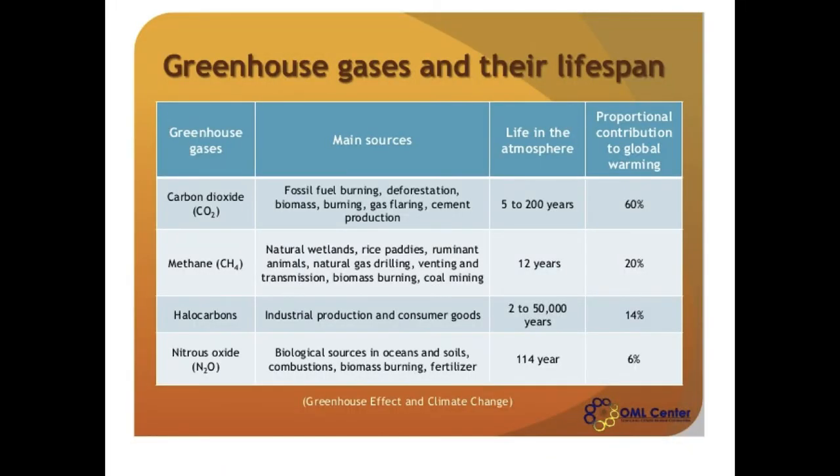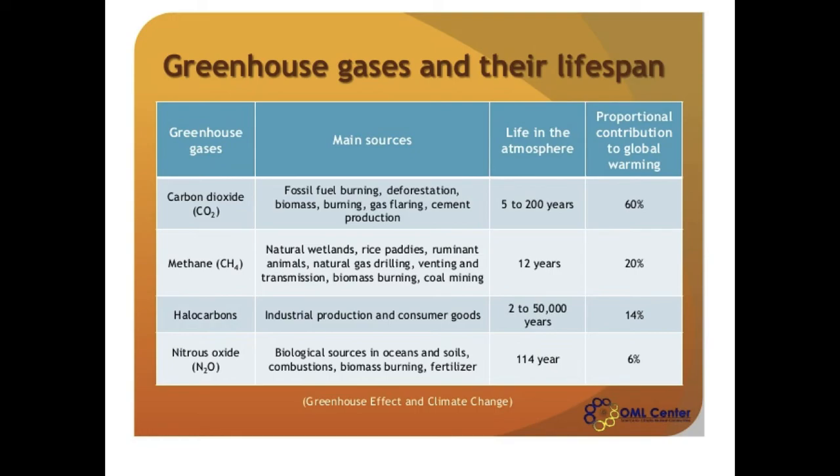This shows their lifespan and the sources of these different greenhouse gases and their proportional contribution to global warming. So you can see here that carbon dioxide makes up 60% of the contribution to global warming. And it stays in the atmosphere for 500 to 200 years. So that's a pretty long time. So we're mostly talking about carbon dioxide because it has the largest contribution to global warming and it can stay in the atmosphere for a very long time.